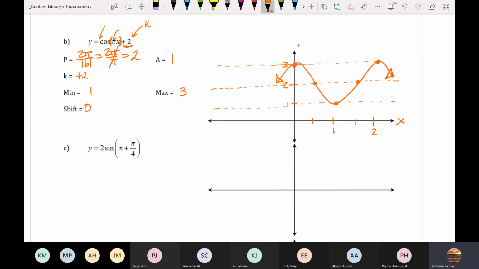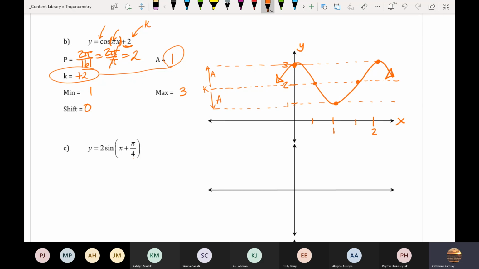Label my X and my Y. Wait, could you go over how you got the max and the mid again? I missed that. Okay, so do you understand how I got my K? Yeah. And then the amplitude. So do you see, here is my K, and that's going up one amplitude, and that's going down one amplitude. So that's how I'm getting my min and my max.